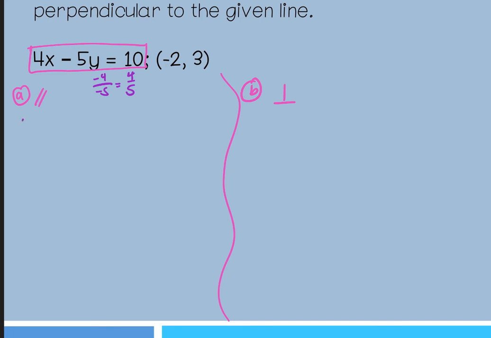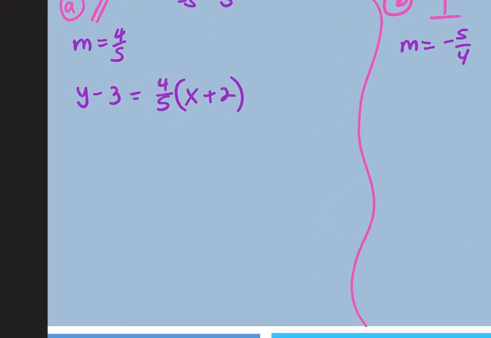What would the slope of a line parallel to it be? 4/5. How about the slope of a line perpendicular to it? Negative 5/4. And remember, we are done with that equation. The only thing you want from it is its slope. Then you're going to get the point that they gave you. That's your x1, y1. So y minus 3 equals 4/5 times x minus a negative 2, which becomes plus 2. y minus 3 equals, distribute this, 4/5 x plus 8/5, and then add the 3.